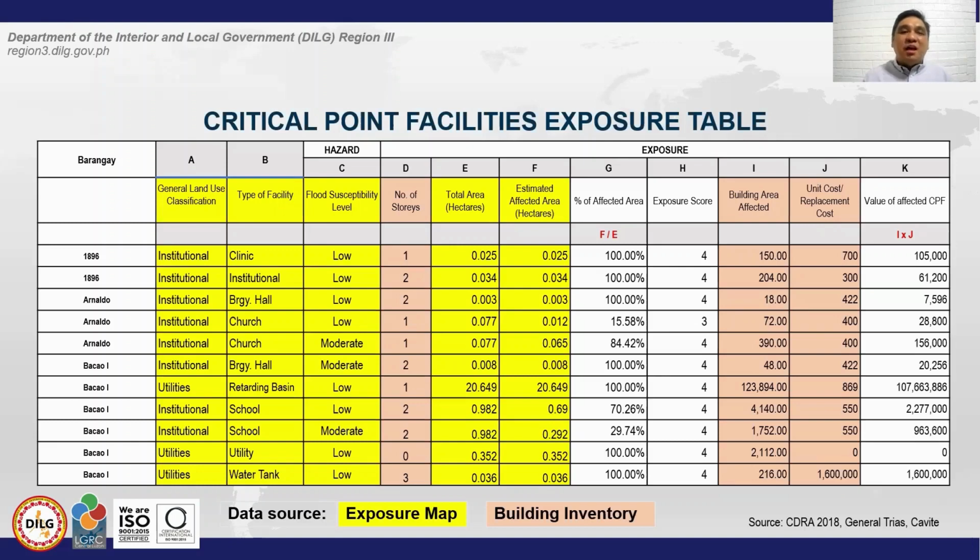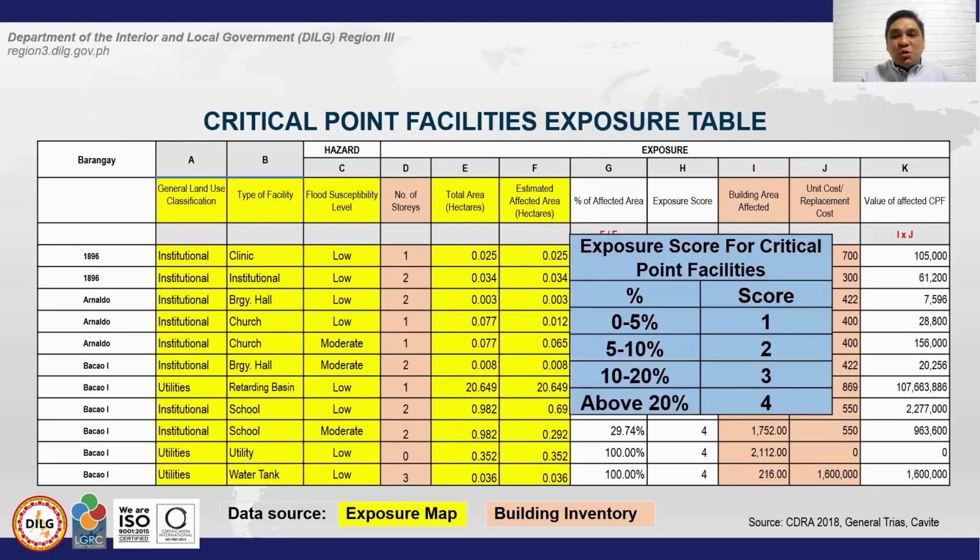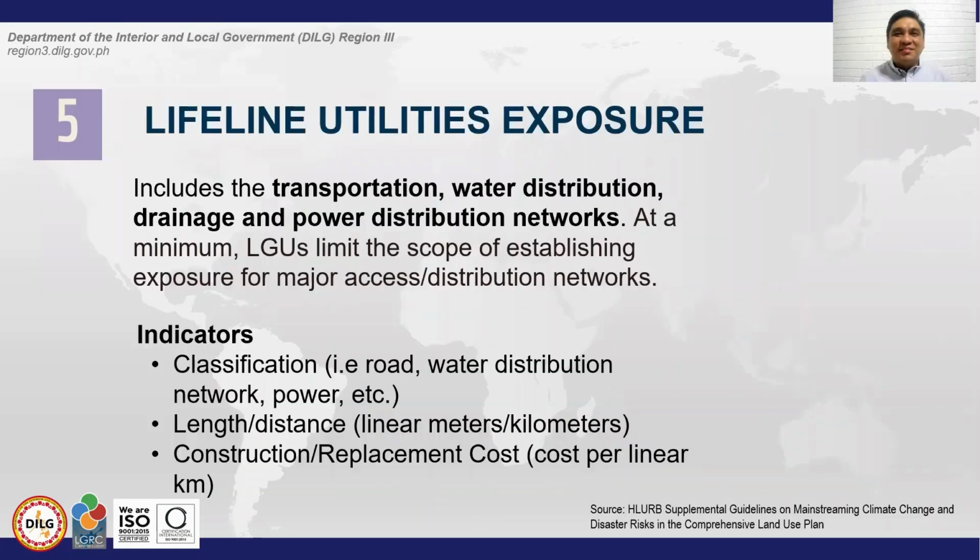The percentage of affected area is obtained by dividing the affected area of the CPF to the total area of the CPF, while the value of affected facility is computed by multiplying the building area affected and the replacement cost. The parameters of the exposure score are the same as the ones used for residential structures. The last exposure unit is the Lifeline Utilities, which includes the transportation, water distribution, drainage, and power distribution networks. Among the indicators are the classification, length or distance, and construction or replacement cost.